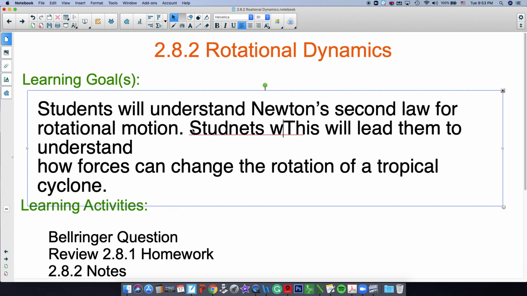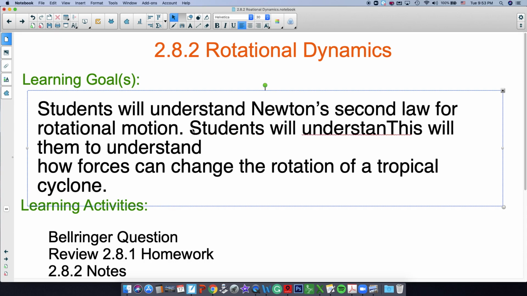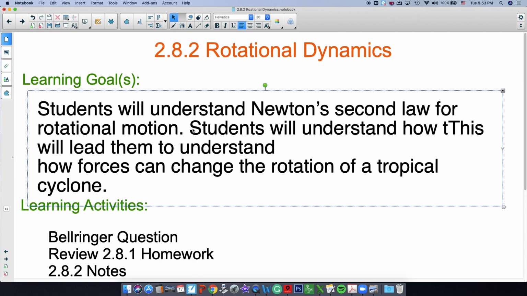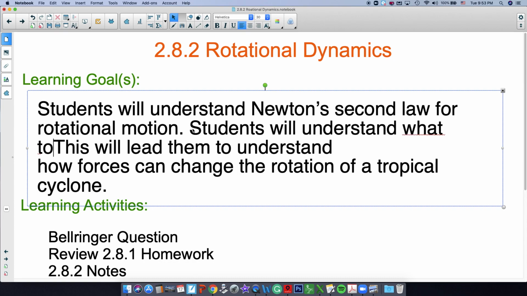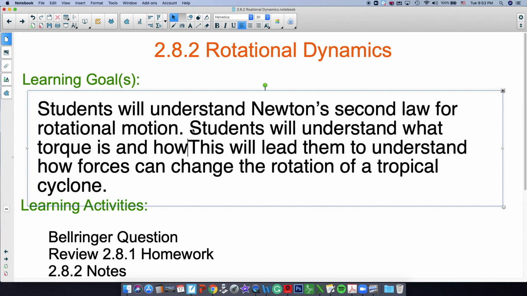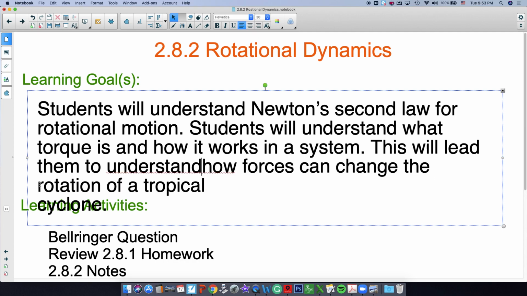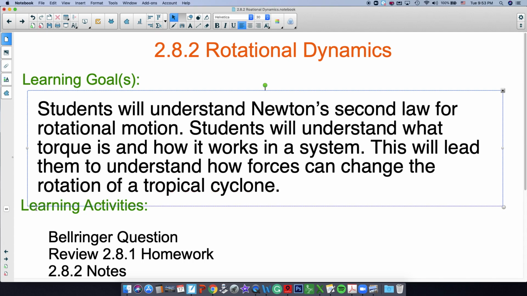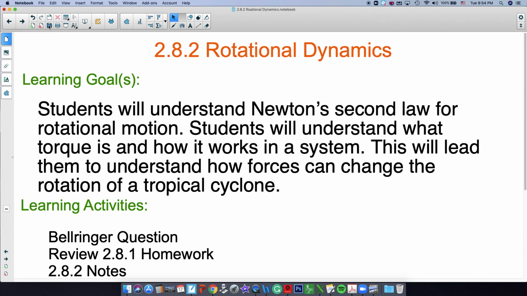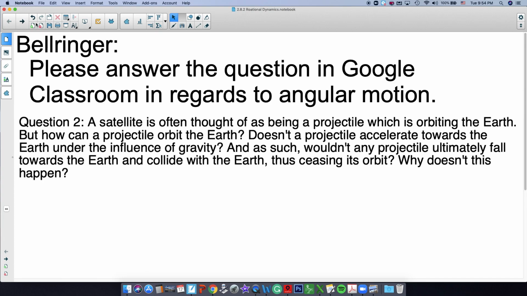Okay, so students, excuse my spelling, will understand what torque is and how it works in a system. Newton's law is actually going to be in part B. This is part A. All right, so beginning, we have a bell ringer question.